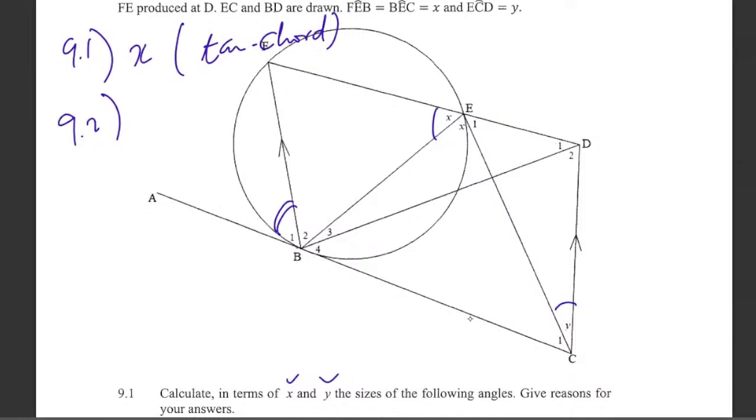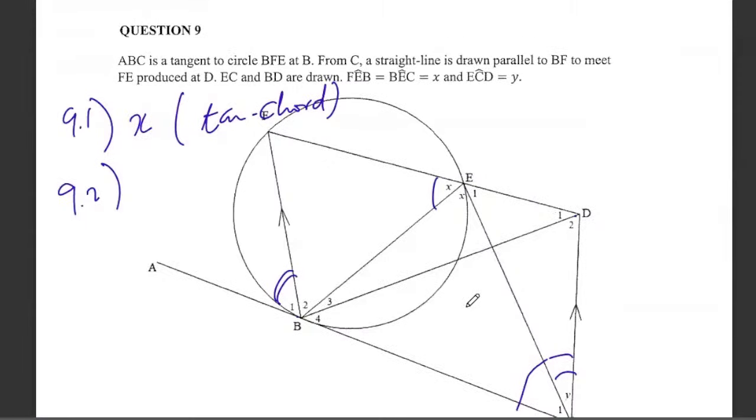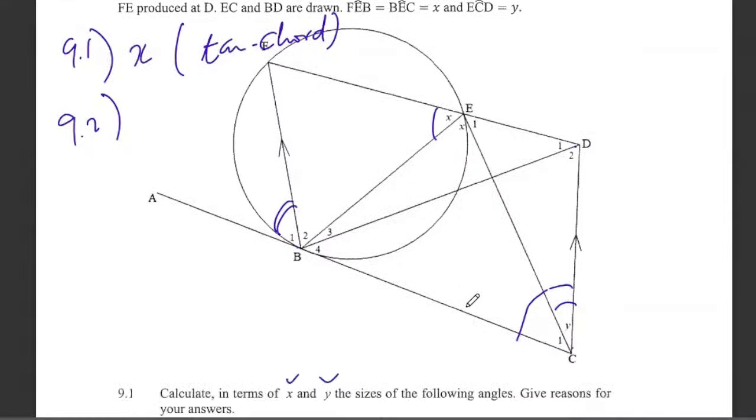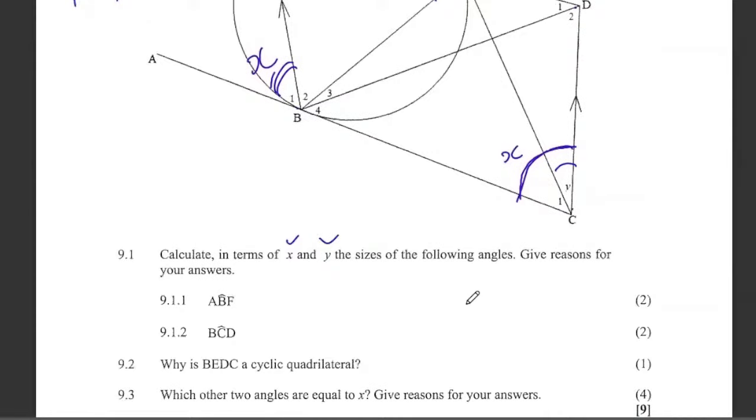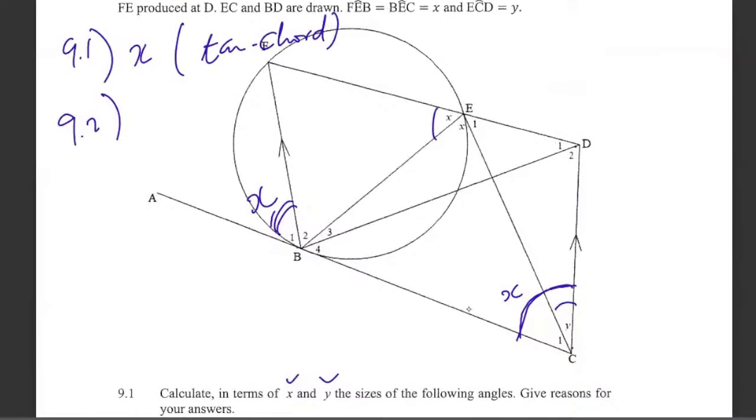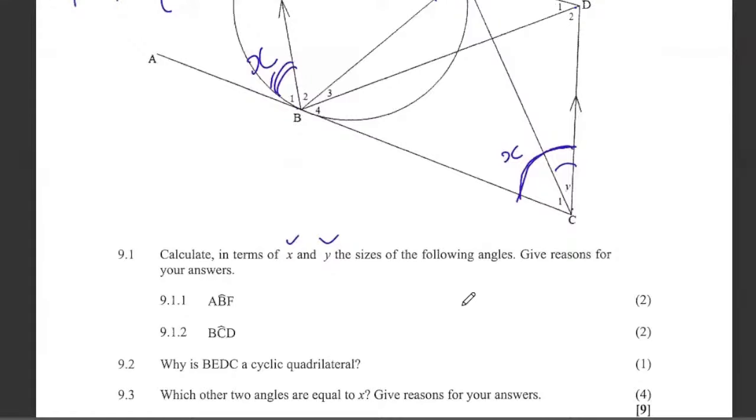Then BCD. This entire angle. ABC is a tangent to the circle at B, and from C there's a straight line that is parallel. So we say that is X, and if this is X, the whole of this is going to be X. But the question is asking for BCD, so it's also X. The reason: those are corresponding angles because FB is parallel to DC.